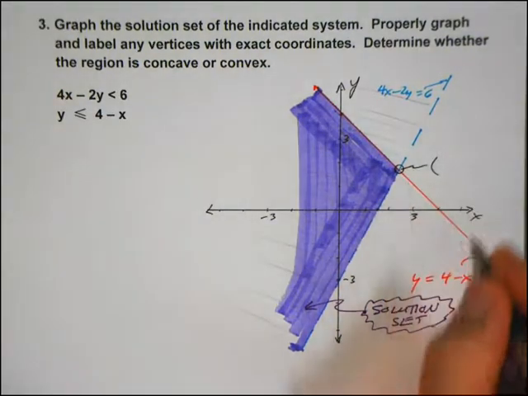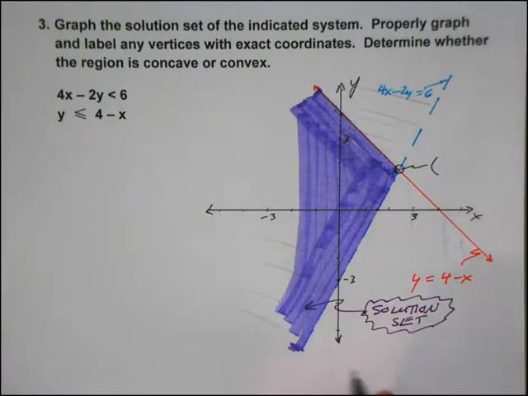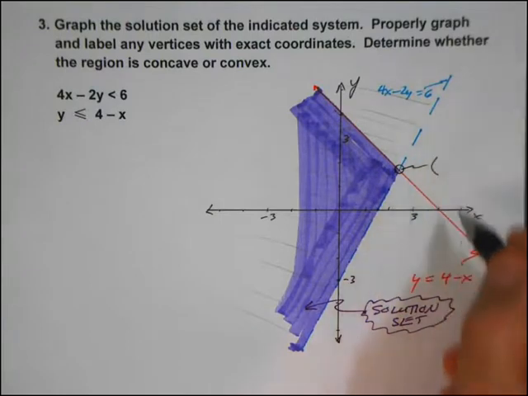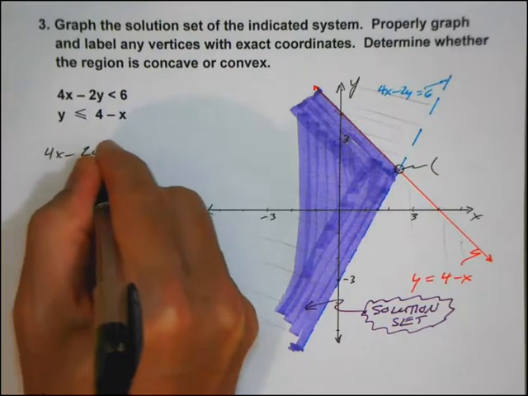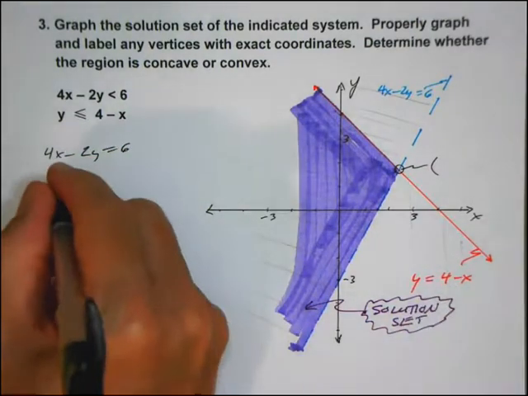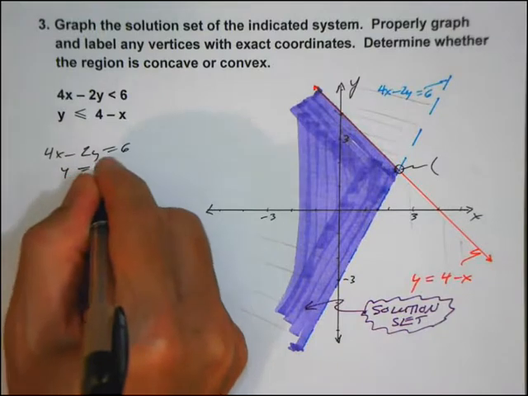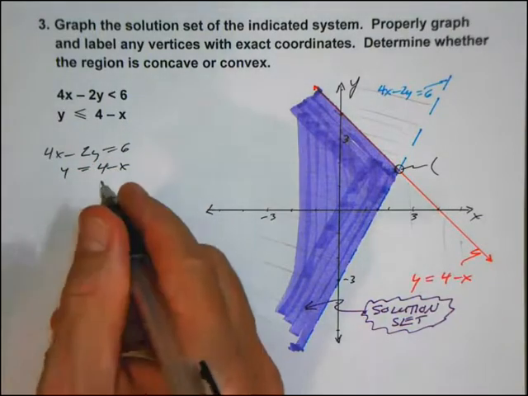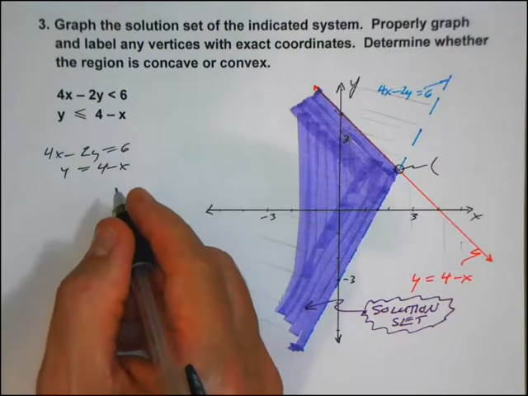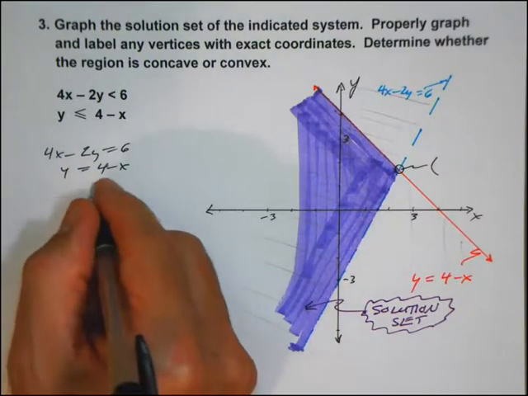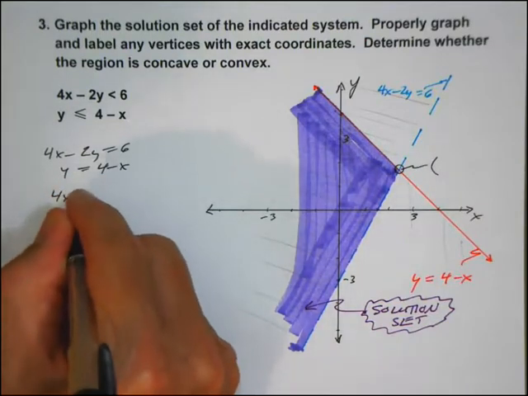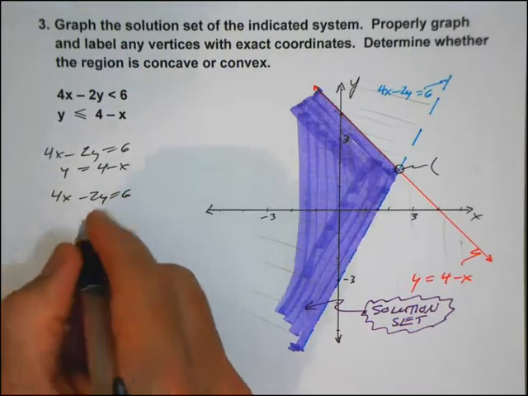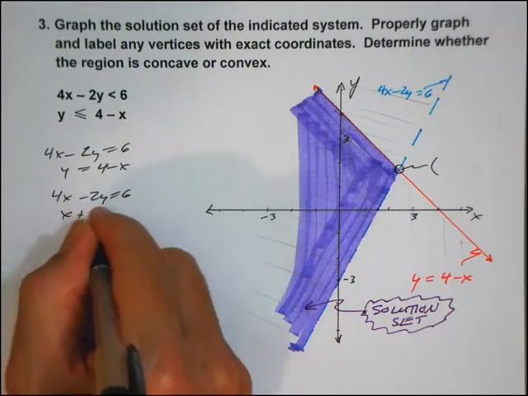And let's, however, proceed to find its exact coordinates. For that, we'll need to now solve a system of equations, the blue line and the red line intersecting. This means 4x minus 2y equals 6, intersecting with y equals 4 minus x. Okay, in this case, you could go a couple ways. Maybe you decide to write the second equation in general form or standard form. So 4x minus 2y equals 6, and then x plus y equals 4.